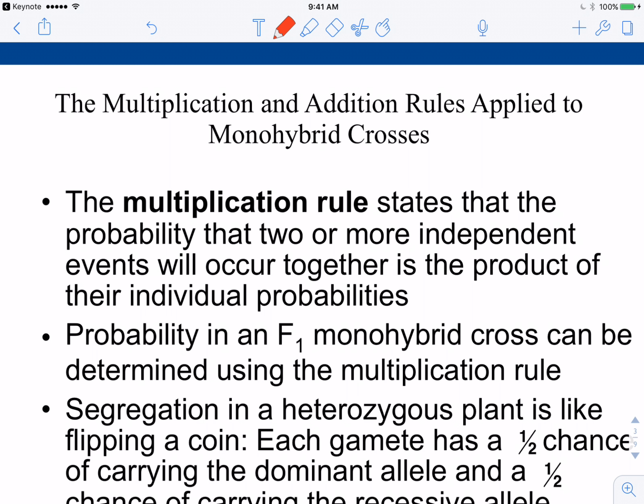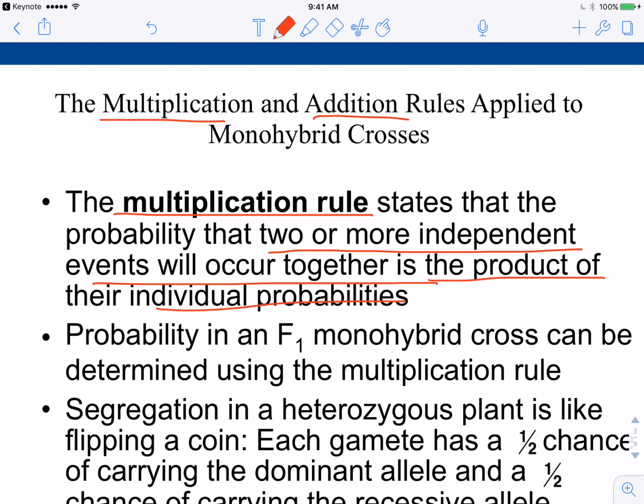So we're going to talk about two different rules of probability, the rule of multiplication and the rule of addition. Okay, and they can apply to monohybrid crosses as well as dihybrid crosses, trihybrid crosses, and more complex crosses. So the first rule we're going to look at is the rule of multiplication. And this states that the probability that two or more independent events will occur simultaneously, or occur together, is the product of their individual probabilities.